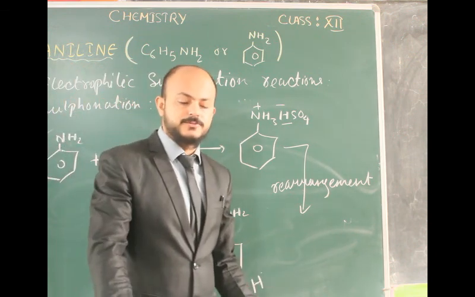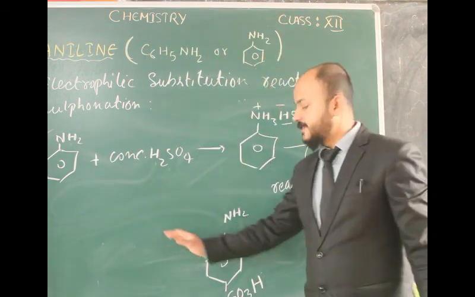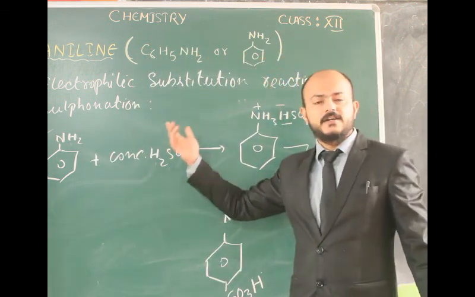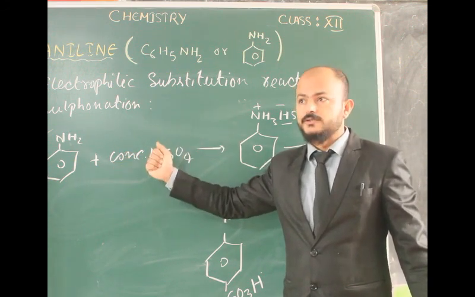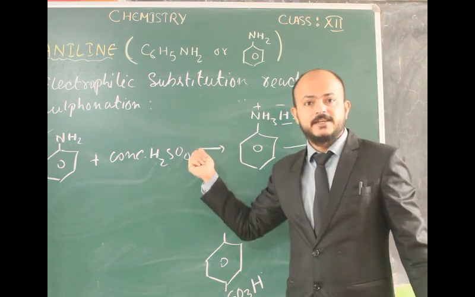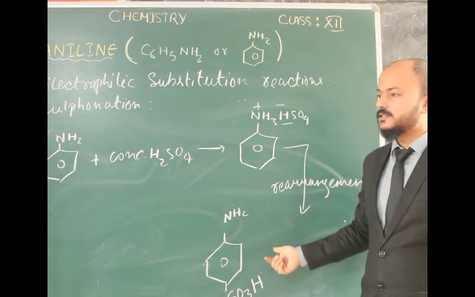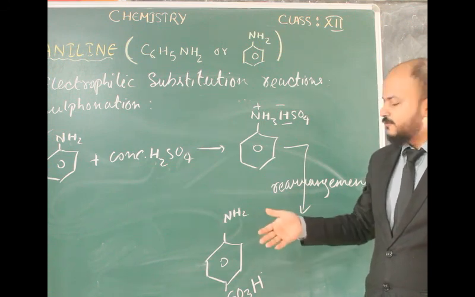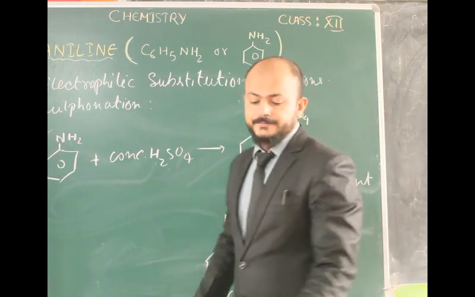You don't get the ortho-substituted product. This part you have to remember. You can carry out sulfonation directly with aniline; you don't have to convert it into acetanilide. And one more, most important point that you have to remember is that you don't get all the substituted products here. The major product that you obtain here is the para-substituted product. Thank you.